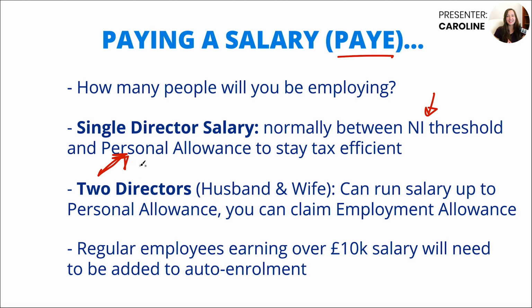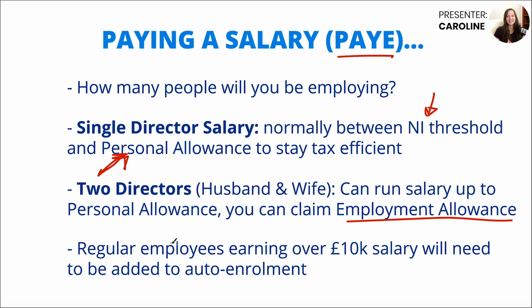With two directors, you can start to do some more interesting things because you can actually run both salaries up to the personal allowance, and your company can claim something called the employment allowance. And this employment allowance basically gives you a threshold before your company needs to pay any employer's national insurance. So if you run salary up to the £12,500 personal allowance, there won't be any tax and you'll just have to pay employees' national insurance.